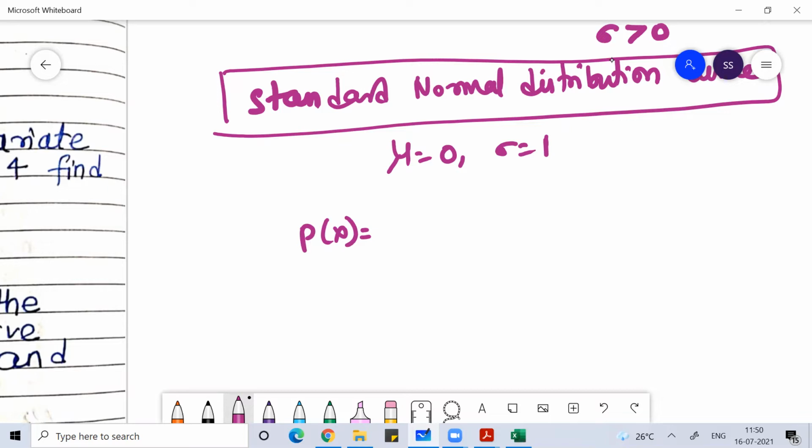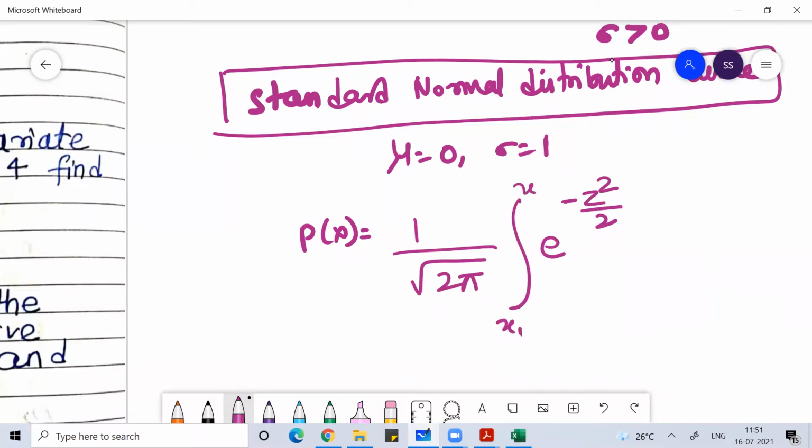So the formula we use is basically 1 by root 2 pi, because sigma is 1, then the integration of e to the power minus z square by 2. And here we take the definite integration from x1 to x2. So this is what we are doing. We learned numericals in the last class on how to calculate problems related to the standard normal distribution curve.